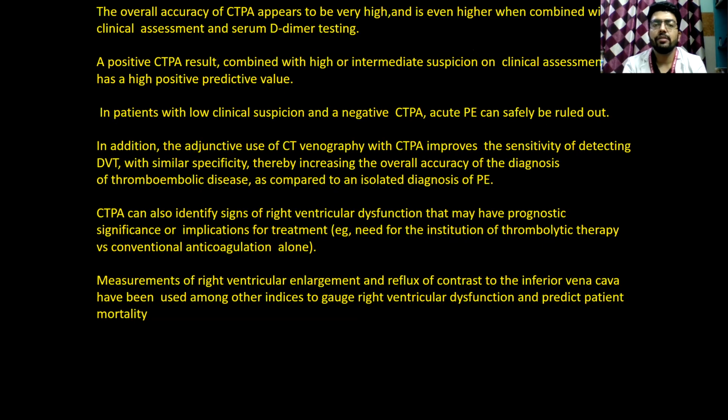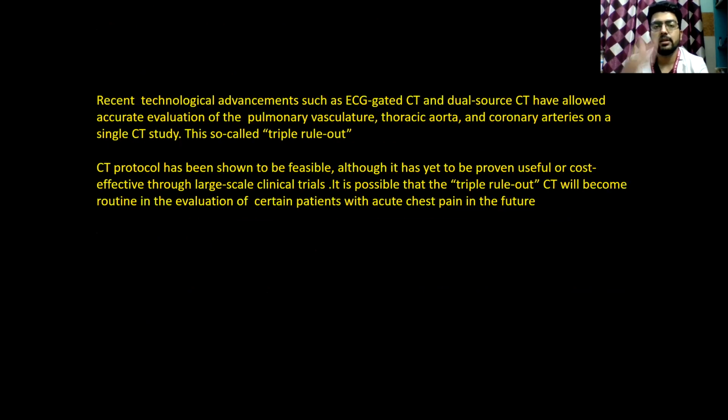In addition, the adjunctive use of CT venography with CTPA improves the sensitivity of detecting DVT with similar specificity, thereby increasing the overall accuracy of diagnosis of thromboembolic disease as compared to an isolated diagnosis of PE. CTPA can also identify signs of right ventricular dysfunction that may have prognostic significance or implications for treatment. Measurement of right ventricular enlargement and reflux of contrast to the IVC have been used among other indices to gauge right ventricular dysfunction and predict patient mortality.